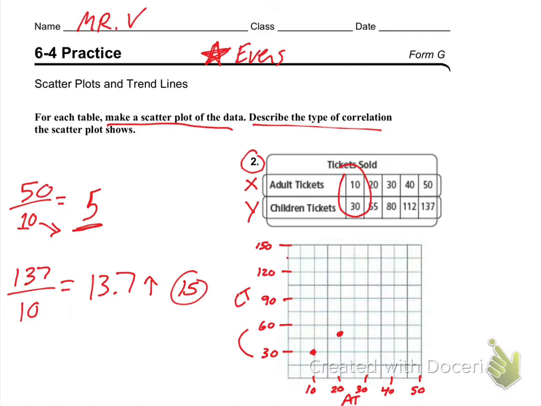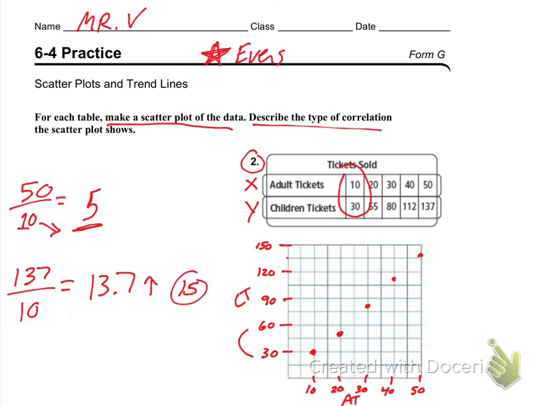So that would be right there. 40 and 112. So 40, something like that right there. And then 50 and 137. So that'd be about right there. All right, so now I got my points right there, and you would just then from there draw your trend line. So I would just draw my trend line.